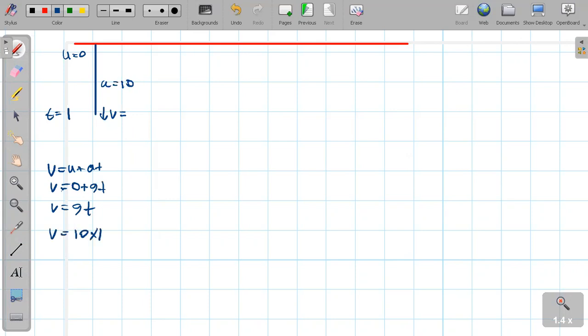V is going to be 10 ms minus 1. Right. This is 10 ms minus 1. Good. Now in the second time, how is it?